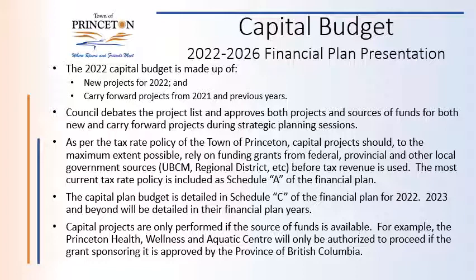So capital projects are only performed if the source of funds are available, and there's several projects we will see when we come to the capital plan that are listed but are awaiting a source of funds. If the source of funds are approved through the year, then the project can proceed. If they aren't, then they'll either be carried forward to 2023 or removed.